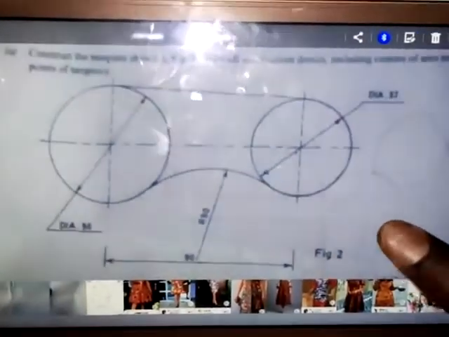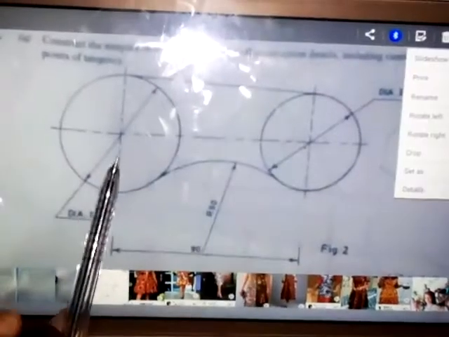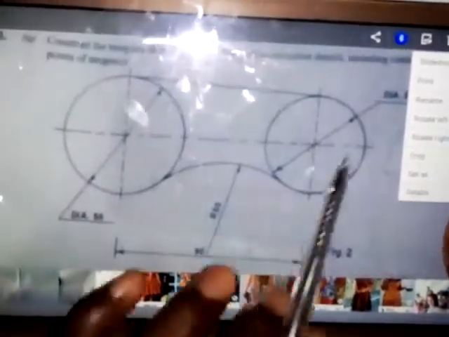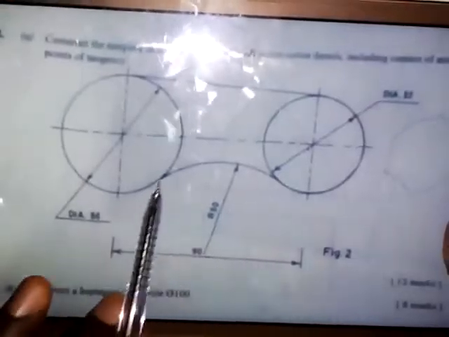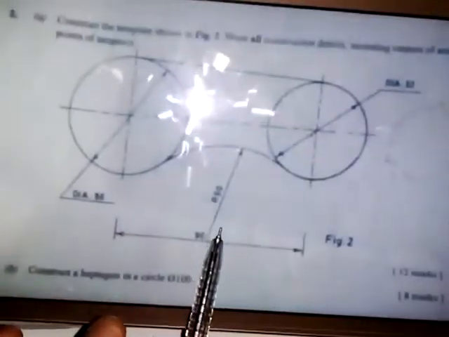So the first is the diameters of the circles. You can see that we have two circles. So the diameter of this circle is 56 millimeters. The diameter of this circle is 32 millimeters, and the center distance from here to here, as written here, is 90 millimeters. And the radius of this arc that connects these two circles together is 50 millimeters.